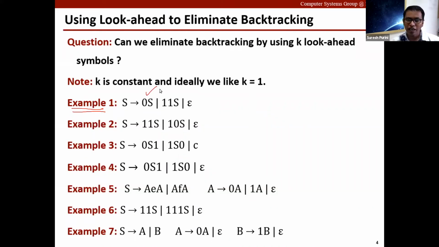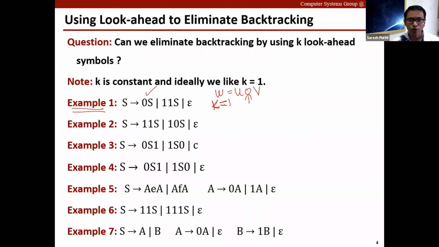On the contrary, if the current input symbol is 1, then we can go ahead and use the second substitution rule. That is, if the input is looking like this, W is equal to U0V, this is the current symbol. If the current input symbol is 0, use the substitution rule 1, and if the current input symbol is 1, use the substitution rule 2. So here we are able to deterministically pick whether we should be using the substitution rule 1 or substitution rule 2 by using one lookahead symbol. That is, K is equal to 1. K is the number of lookahead symbols.